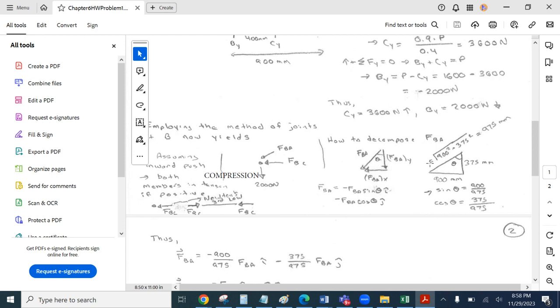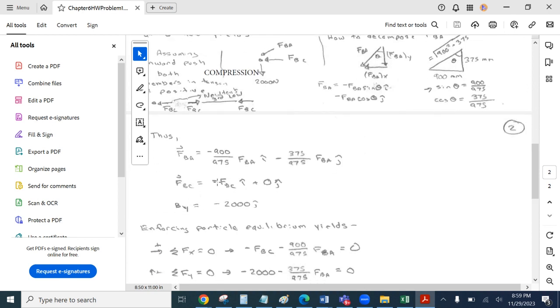And I know the geometry of that member is associated with this type of triangle where I have a vertical decline of 375 millimeters and a horizontal shift of 900 millimeters. So I can solve for the hypotenuse of this triangle, 975 millimeters, and from that get expressions for the sine of theta and cosine theta. So this is something you've done a ton of times thus far in statics. That allows you to decompose the unknown force in the member, FBA, in terms of sine theta and cosine theta, which we've actually computed there.